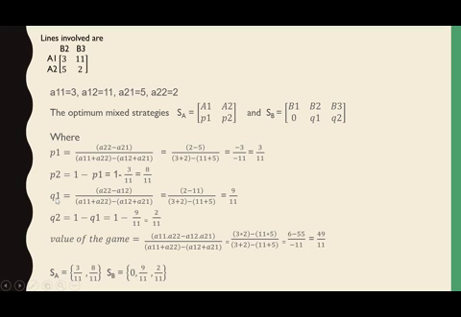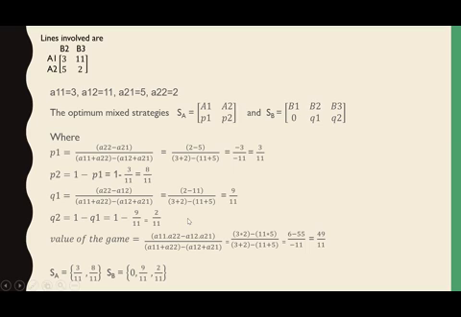Next, calculate Q1. Q1 will be A22 minus A12 divided by A11 plus A22 minus A12 plus A21. So it will be 2 minus 11 divided by 3 plus 2 minus 11 plus 5. So I will get the answer as 9 by 11. If Q1 is 9 by 11, what is Q2? It is 1 minus Q1. So 1 minus 9 by 11 is 2 by 11. So I have now the values of P1, P2, Q1 and Q2.